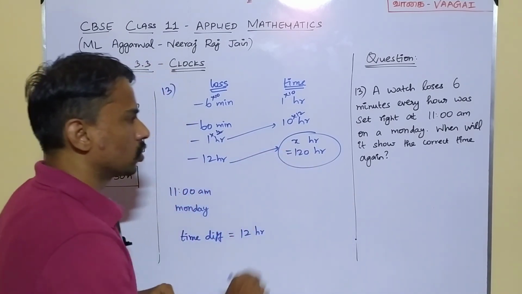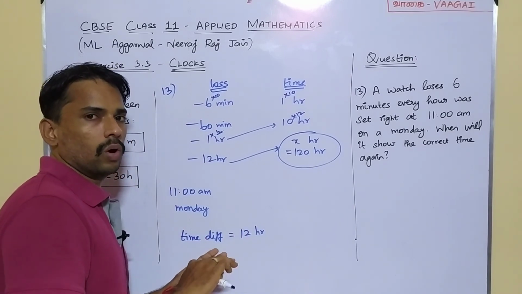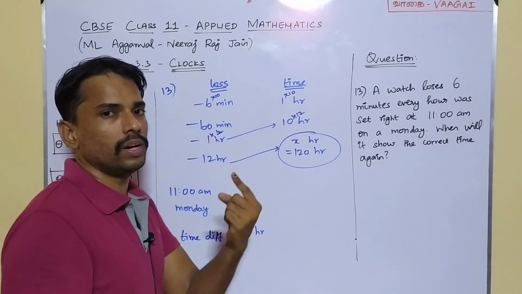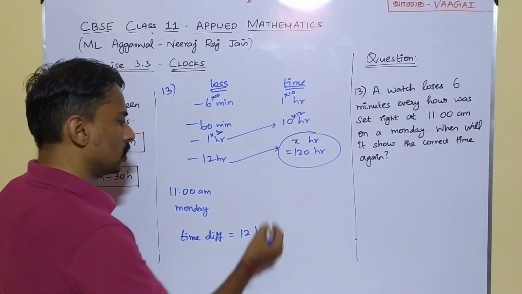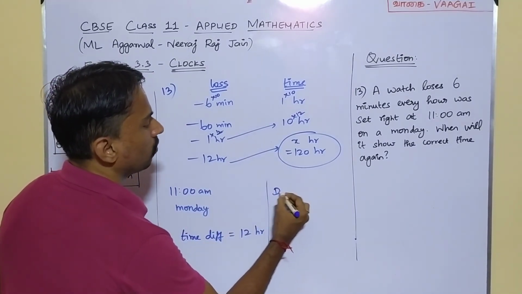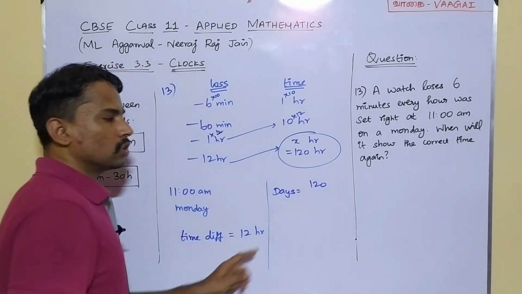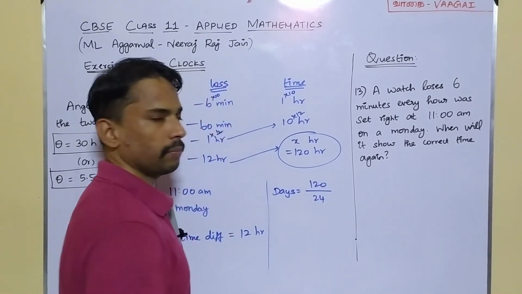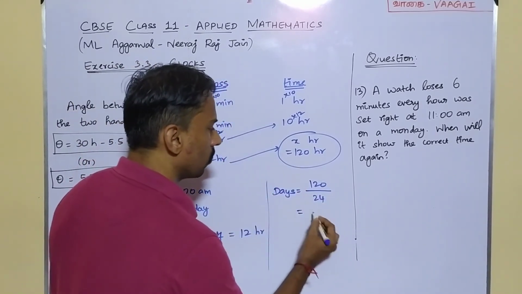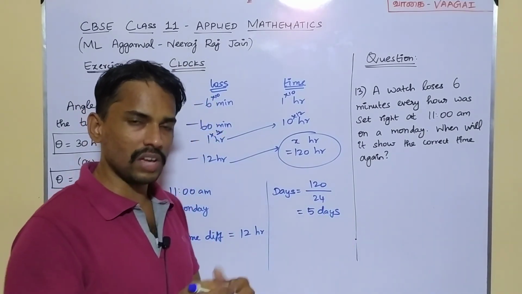Shall we calculate it? So after 120 hours, what is the meaning? This is more than 1 day, right? Because 1 day itself is 24 hours. So let's try to calculate it in terms of days. Okay, number of days will be equal to 120 hours divided by 24 hours. So 120 by 24 will give you 5 days. So that means it will take exactly 5 days.